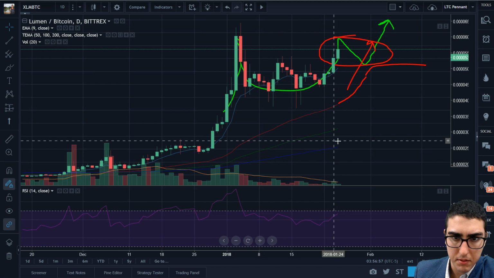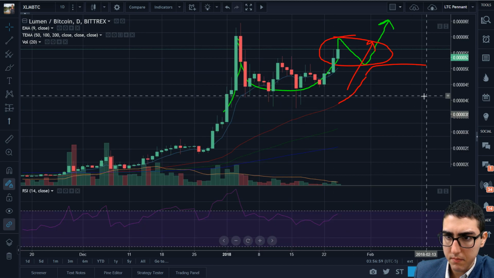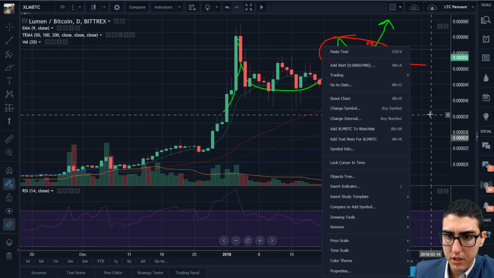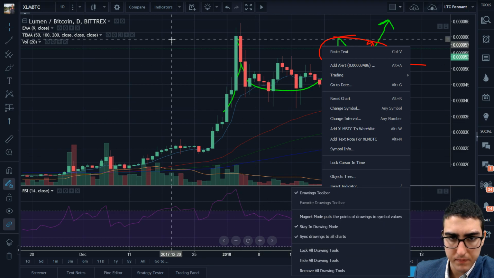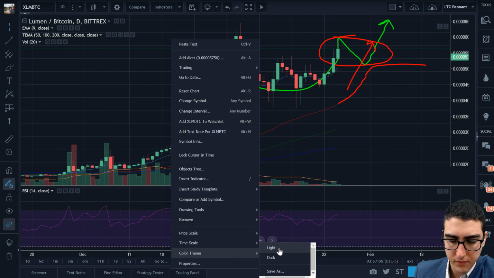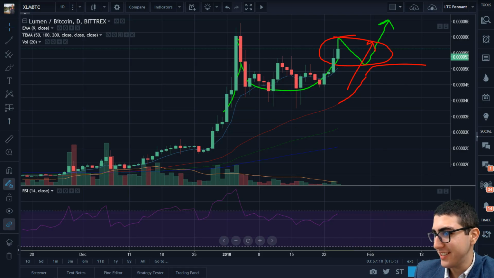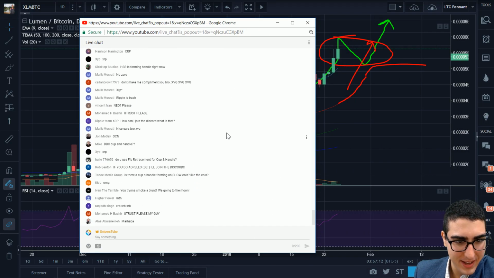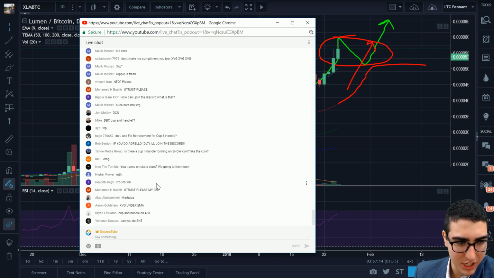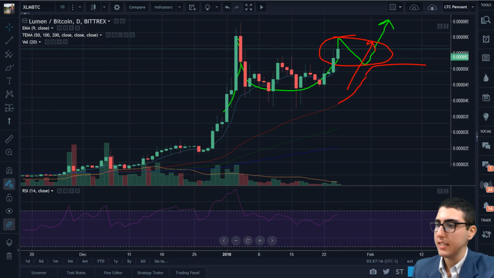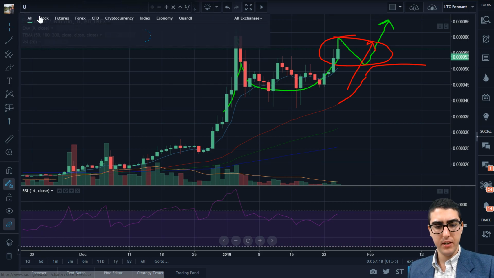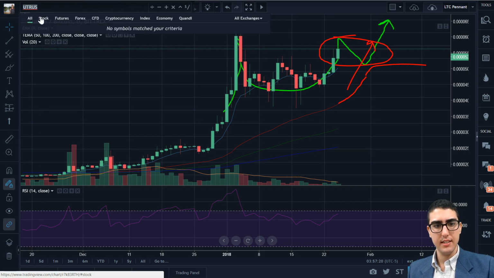Let's go ahead and look at more requests here. How do you get night mode on TradingView, Contra? You just click settings. So you double click here. Or you can just right click, I guess, and then you can click on the bottom here, color theme, light or dark. All right, some of your eyes just got blinded, sorry.